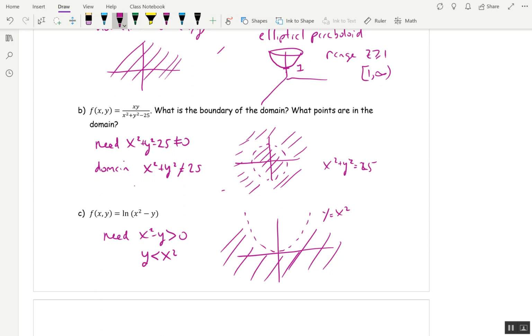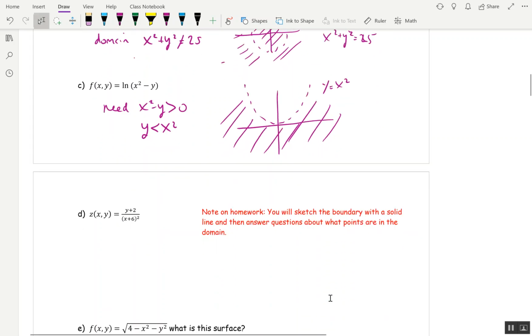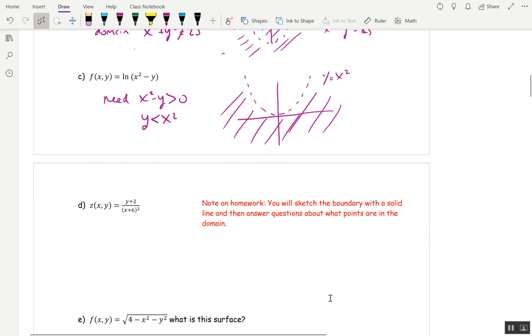All right. Next one. Note on homework, you will sketch the boundary with a solid line and then answer the questions about what points are in the domain. So they had to come up with some creative ways for you to be able to sketch domains. So it's slightly different than I'm doing it here.